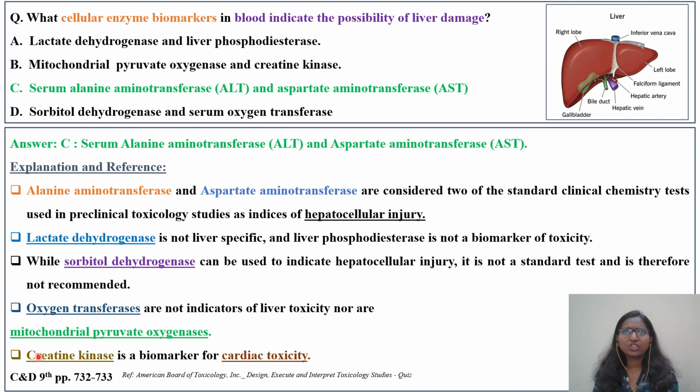So mostly we'll try to make a list of those biomarkers and indicators. Those who are researchers know that if they are working on a certain type of target organ toxicity, they should know what type of assay is indicating what type of damage. Okay, in addition, the American Board of Toxicology has also given the reference Casarett and Doull's Toxicology textbook, 9th edition, page number 732 as well as 733. So please go back and read these two particular pages.